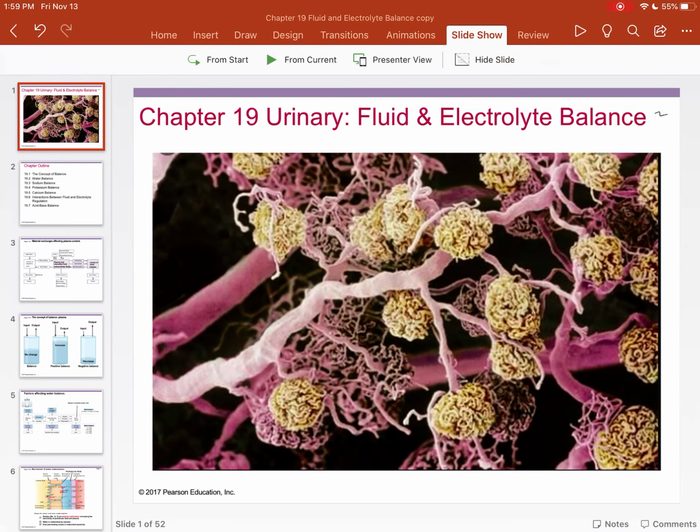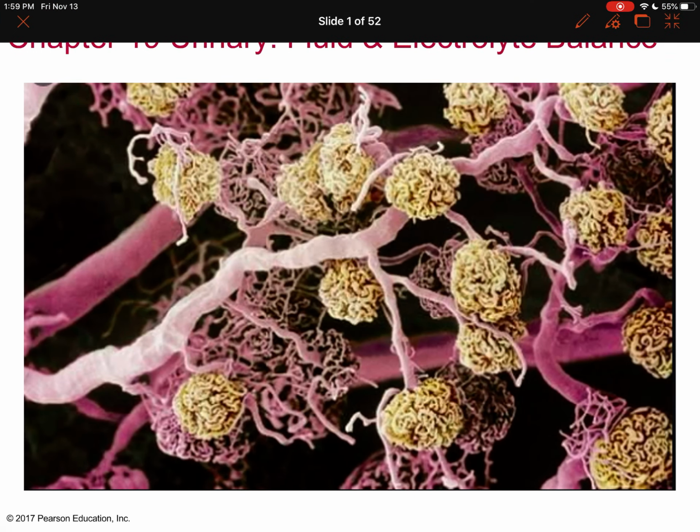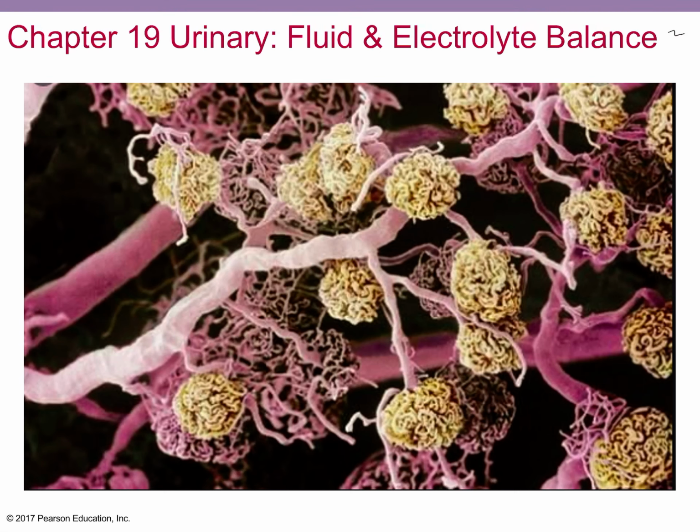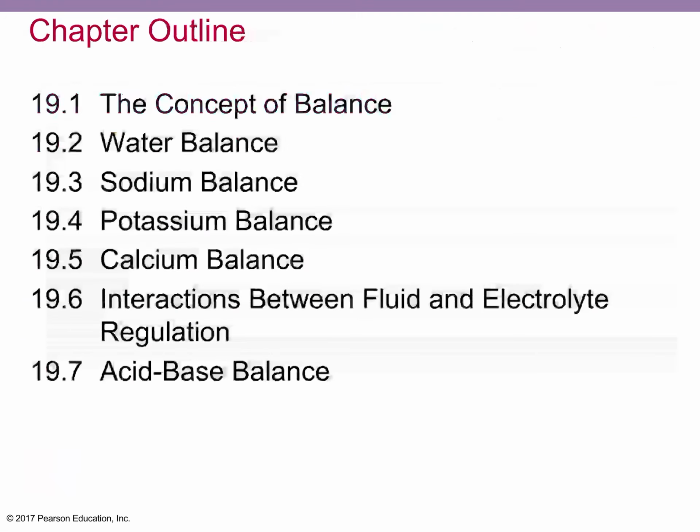Hello, guys. We're going to do chapter 19, the urinary system and fluid and electrolyte balance. This part will talk about primarily water. So, the overview of the chapter is that we're going to talk about how water, sodium, potassium, calcium are reabsorbed with the urinary system, with the kidney, and end up on acid base.